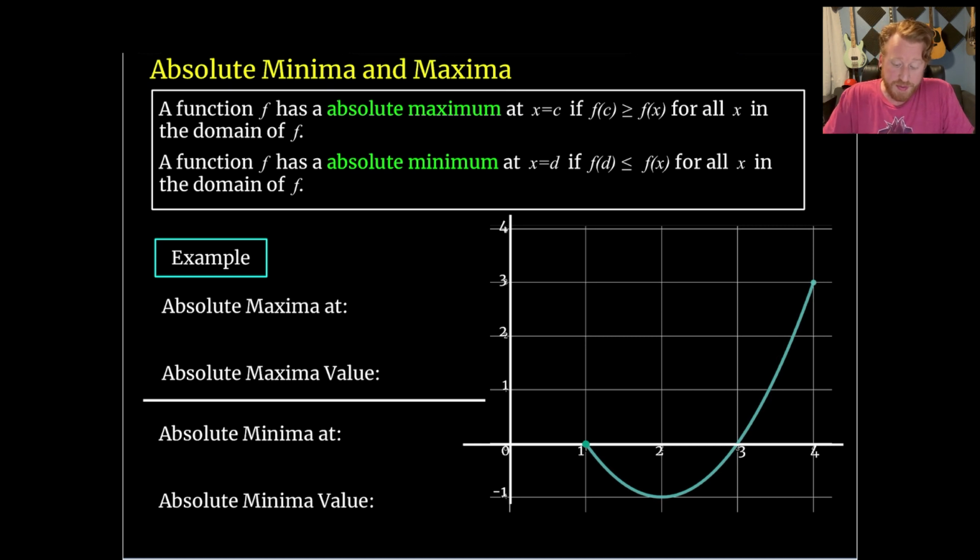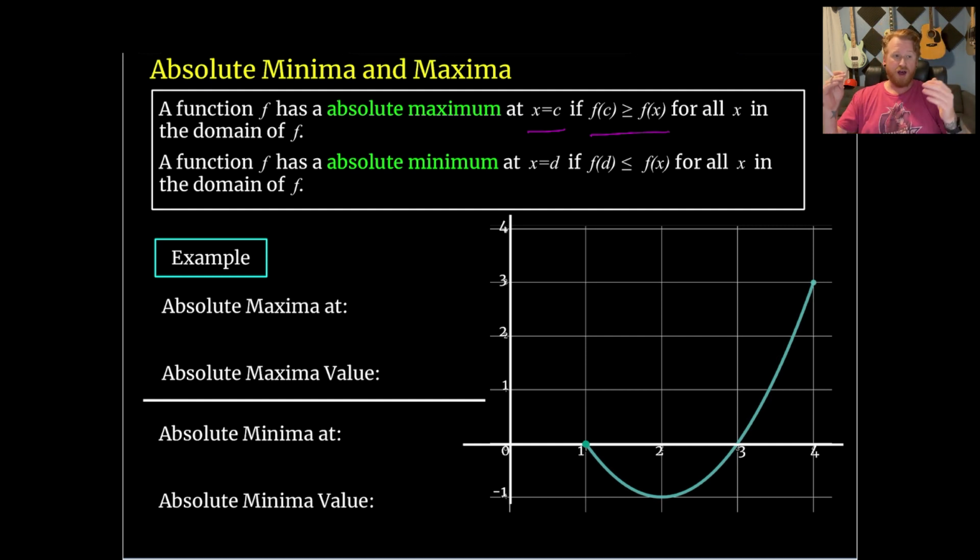When we're looking at absolute minima and maxima, we're looking at the entire function. And we want to know that compared to every value in the domain, is there a spot where it attains some highest value? Is there a spot where it attains some lowest value? So a function f has an absolute maximum at x equals c if f of c is bigger than f of x for all x in the domain of f.